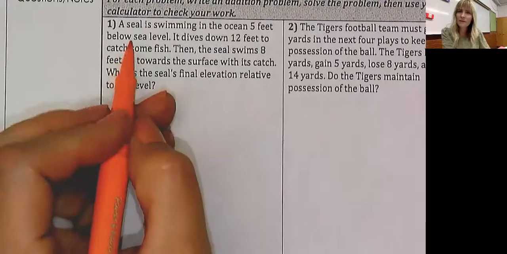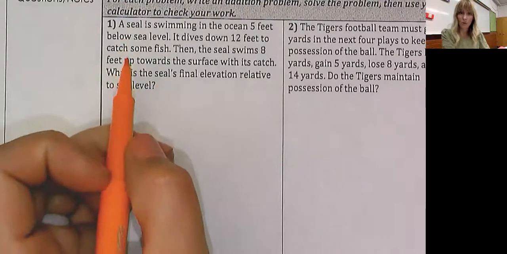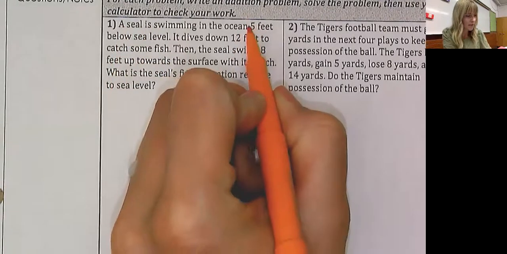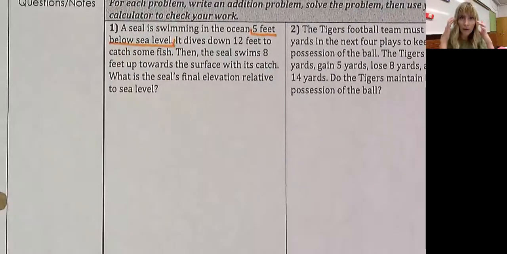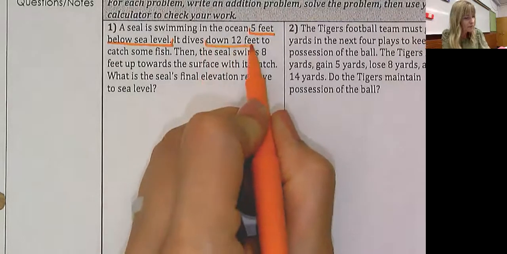So that means you underline or mark things that sound important to you. Like this right here, 5 feet below sea level. I don't know about you, but immediately my brain goes, sea level is 0. So 5 feet below sea level, I'm going to model that mathematically with a negative value. Below sea level, okay. Then it dives down 12 feet.